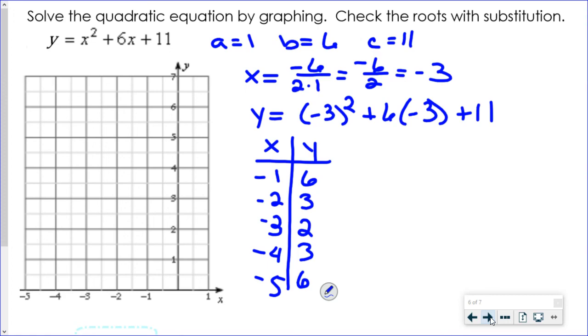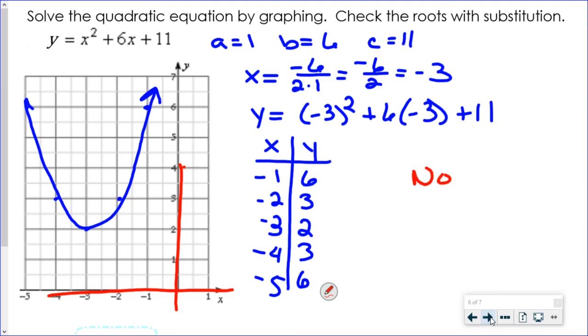-1, 6 is here. This is a weird one again. I told you some of these graphs. -2, 3, -3, 2, -4, 3, and -5, 6. So again, it's going down and coming up. Now, if you look, my X and Y axis, here's my X axis here. Here's my Y axis here. There are no solutions because it never, ever, ever crosses that X axis. That's what you're looking for, okay?